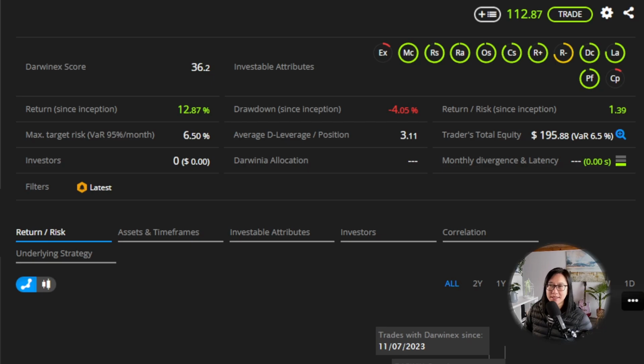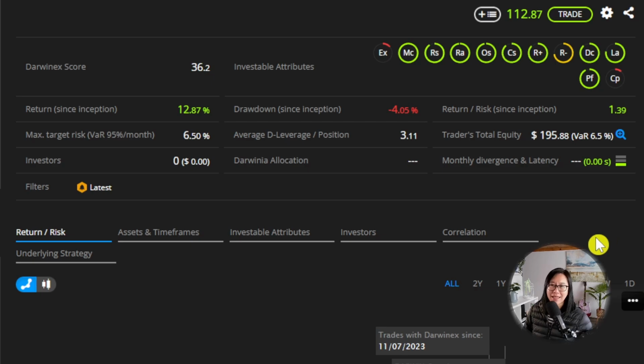And here are the statistics for my own account. I have received a Darwinex number of 112. Everyone starts off with a number of 100, and as the returns on your account increase, the number here increases as well. So I am currently up 12%. That's why my number is 112.87.